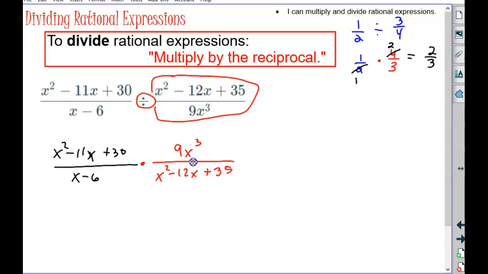So why don't you guys try what we just did on the last slide now. Since it's rewritten, factor the top, factor the bottoms, and see if you can reduce, and we'll give you a minute to work through this one and see how far you get.